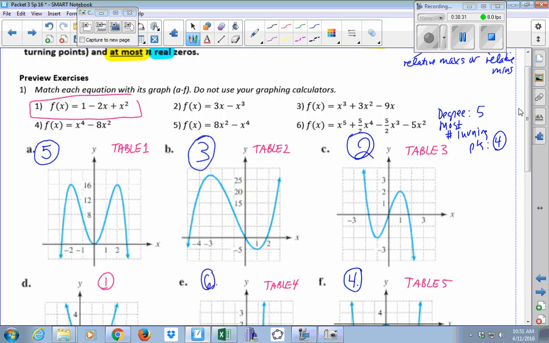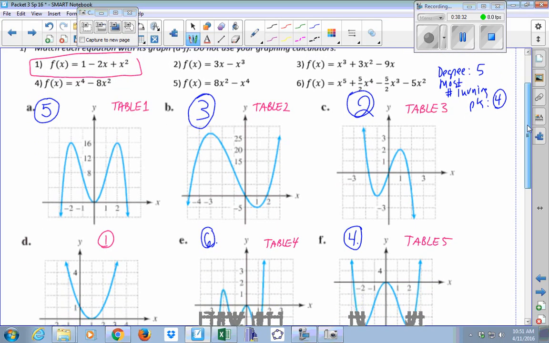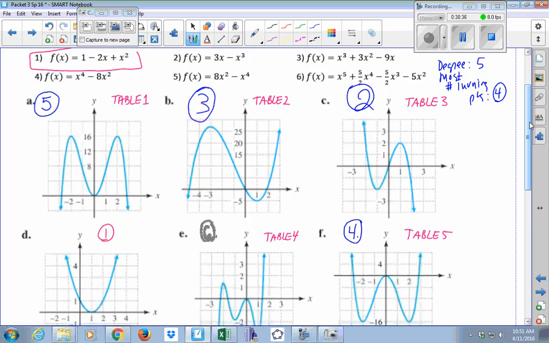And the way you can quickly determine which of these two is which: it has to be F or A, because A and F are the only functions with the arms going in the same direction, and that's when you have an even degree. You just look at the leading coefficient. The leading coefficient for number 4 is positive 1, so that means the arms are both going up. And the leading coefficient for 5 is negative 1, which means the arms are both going down, which is A.